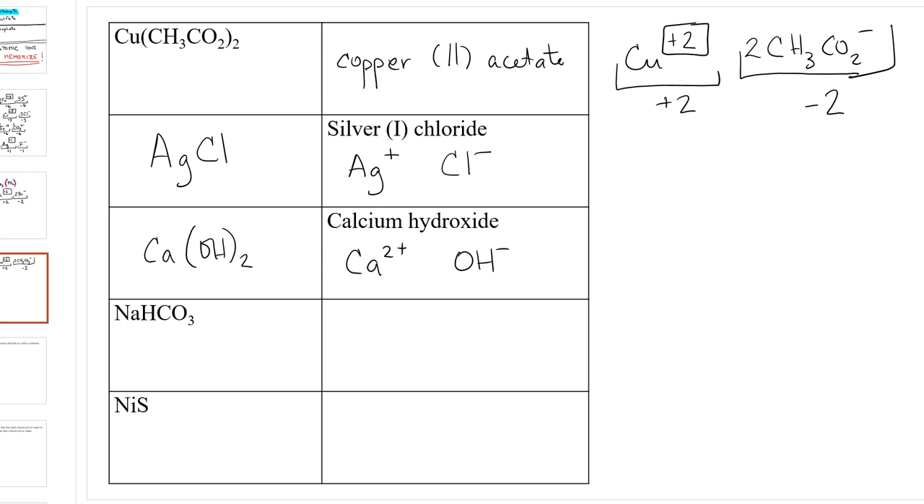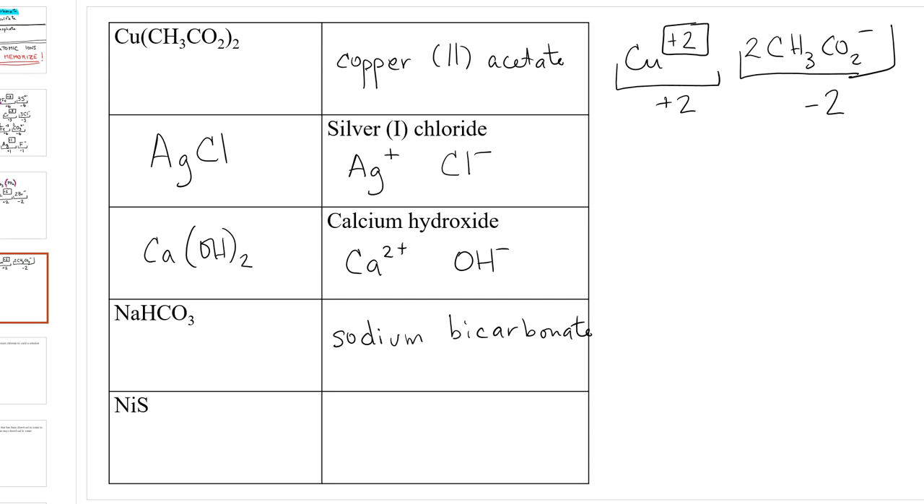NaHCO3. Sodium is a main group metal, so we don't have to worry about the parentheses with the Roman numerals. So this is sodium. And then HCO3 is one of the polyatomic ions that you just have to memorize. This guy is sodium bicarbonate, also known as baking soda.